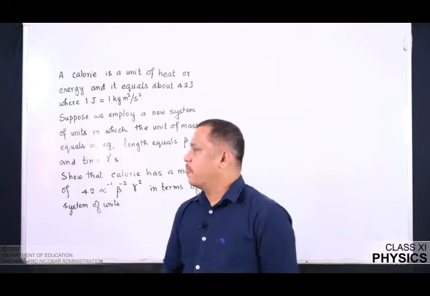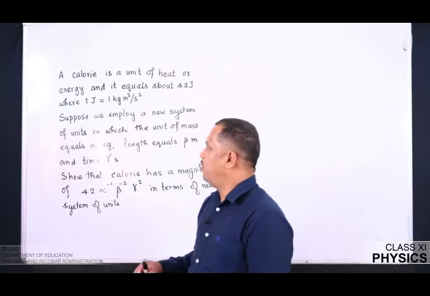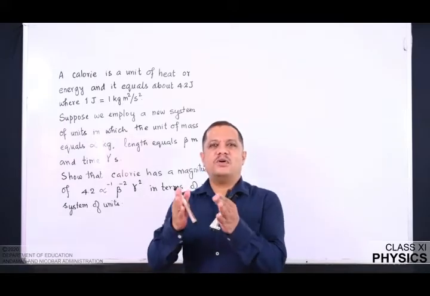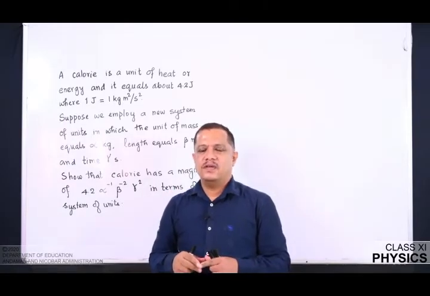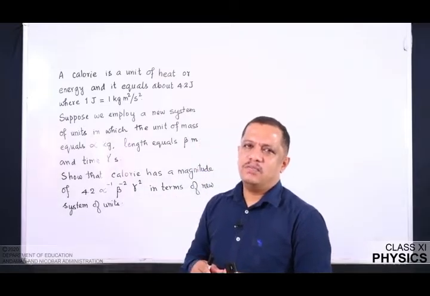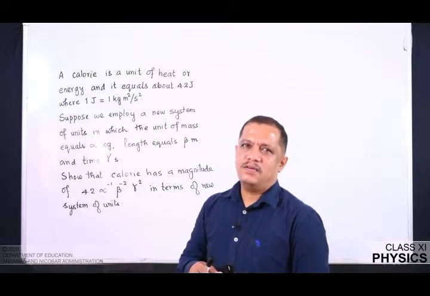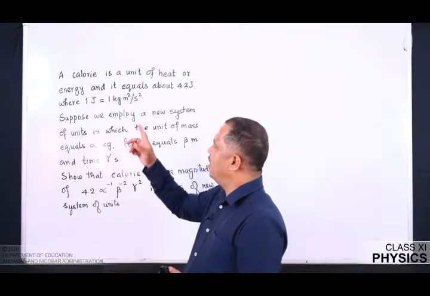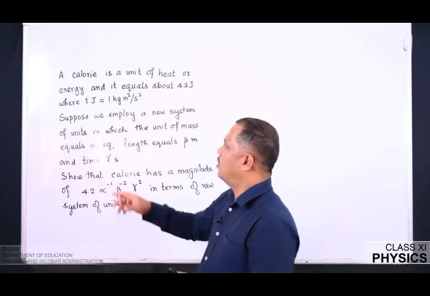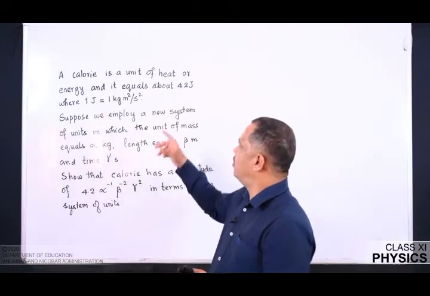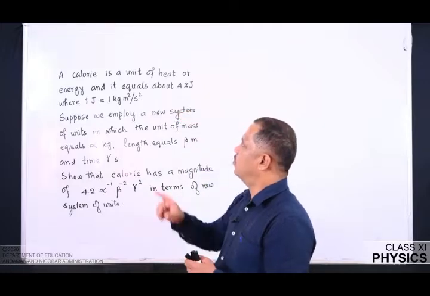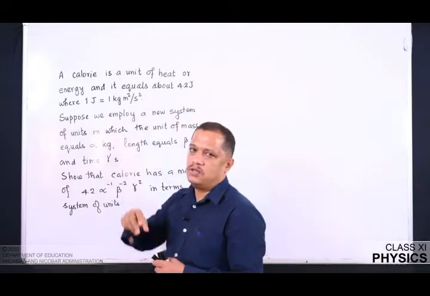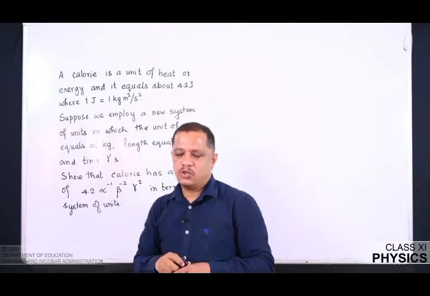So dear students, let us solve a problem which asks us to convert from one system of unit to the other system of unit. We know that we can use the method of dimensions to convert a physical quantity from one system to the other system. Now what our problem says is, a calorie is a unit of heat or energy and it equals about 4.2 joule. So 1 calorie is equal to 4.2 joule, where 1 joule is equal to 1 kilogram meter square per second square.